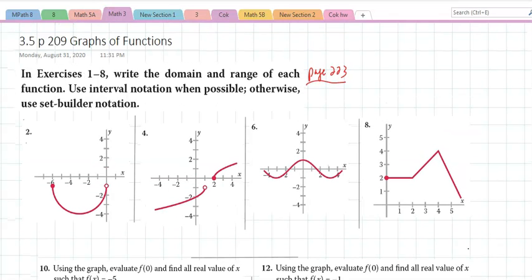Okay, section 2.5 on page 209 talks about graphs of functions. Write the domain and range of each function. Use interval notation wherever possible, otherwise use set builder notation. Remember, domain and range deal with the x and y. Domain, allowable x values. So I'm trying to look on the x-axis.